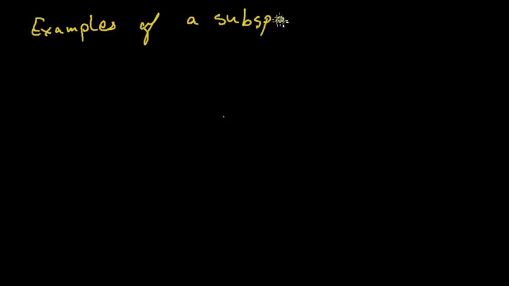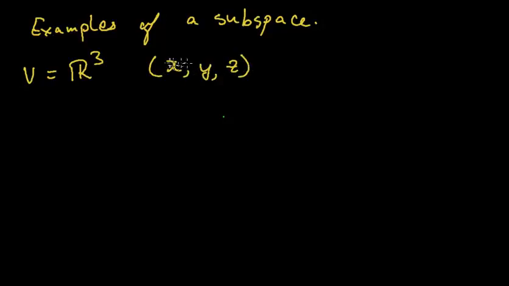Let's look at a few examples of a subspace. Say you have a vector space R3, or in other words, it's a set of triplets, 3 coordinates x, y, and z. And if this is a vector space, then a subspace of this vector space would be V itself. It is also a subset of V, and that is a vector space, so V itself.